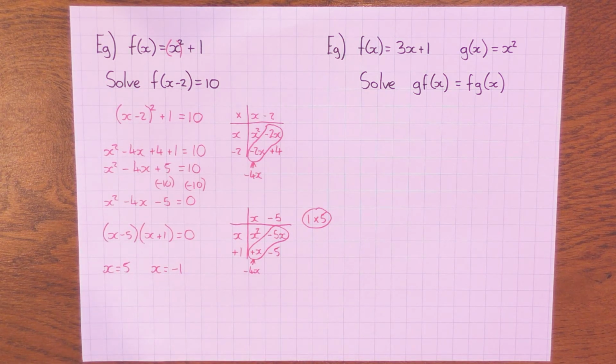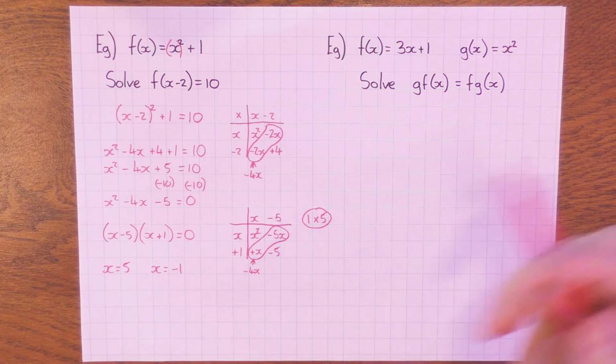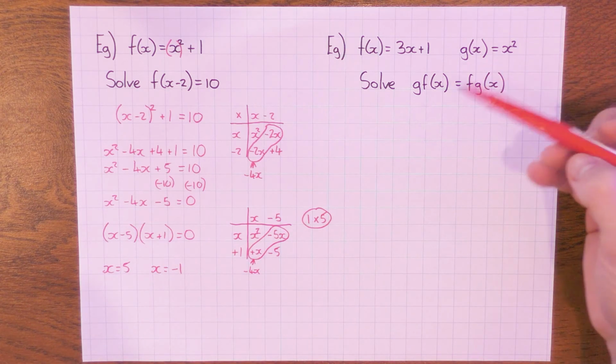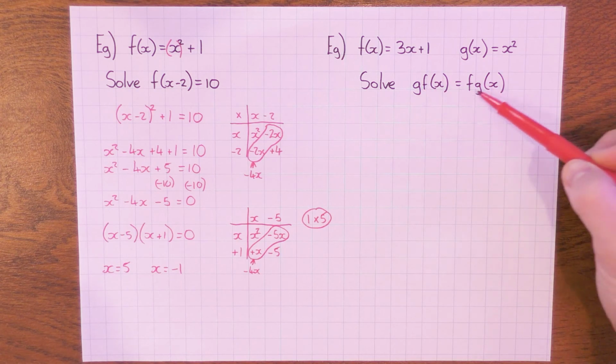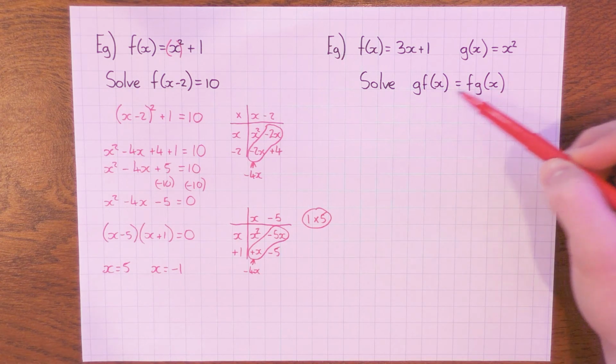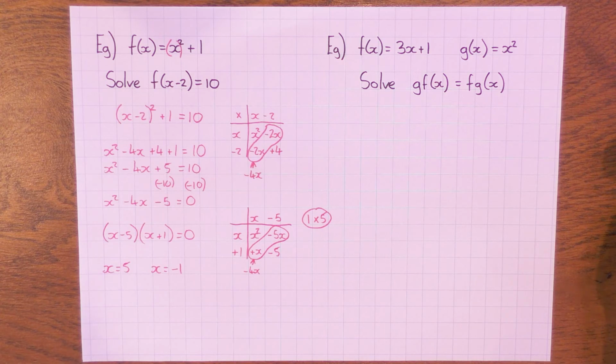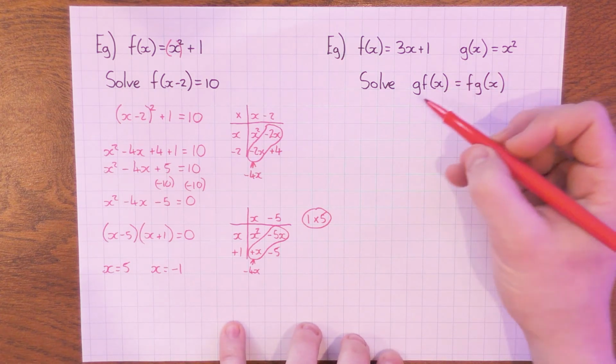5, x is 5, and x is -1. Okie dokie, so let's step it up again. We're going to have g of f of x and f of g of x, so basically two composite functions, and we're going to set them equal to each other. So let's concentrate on this one.